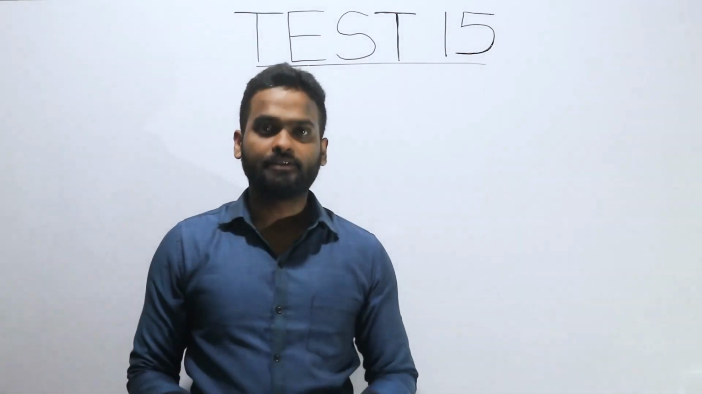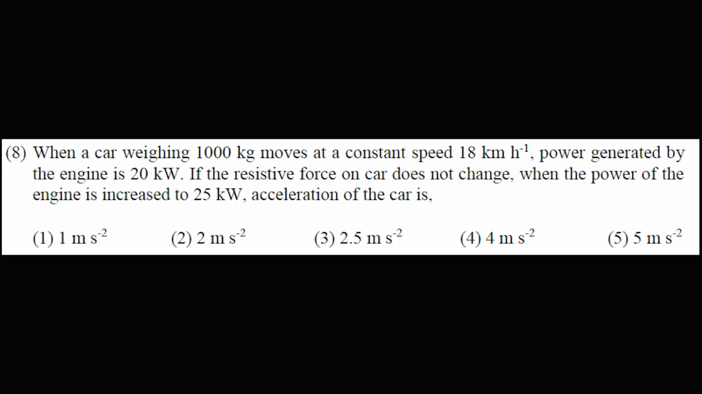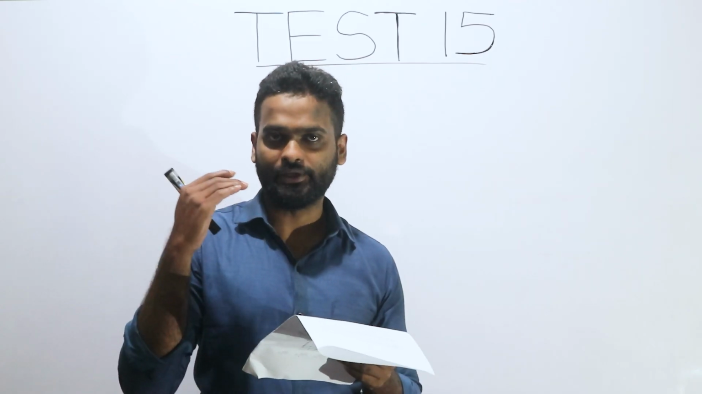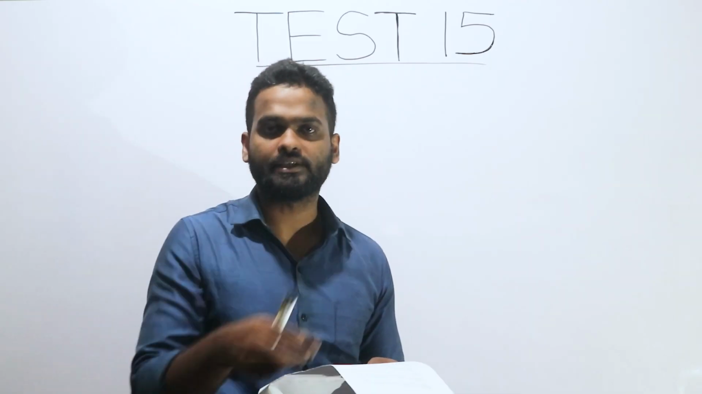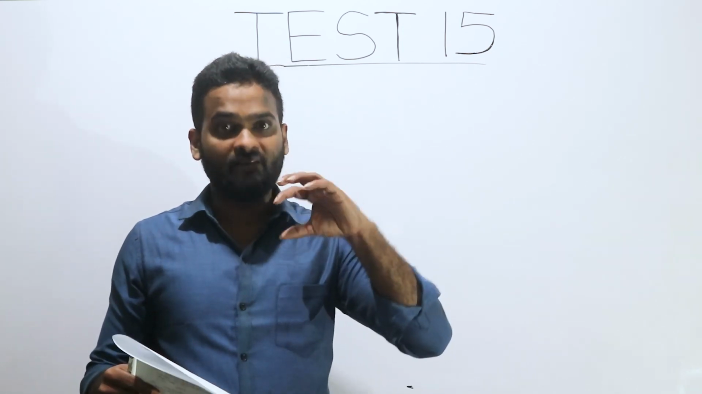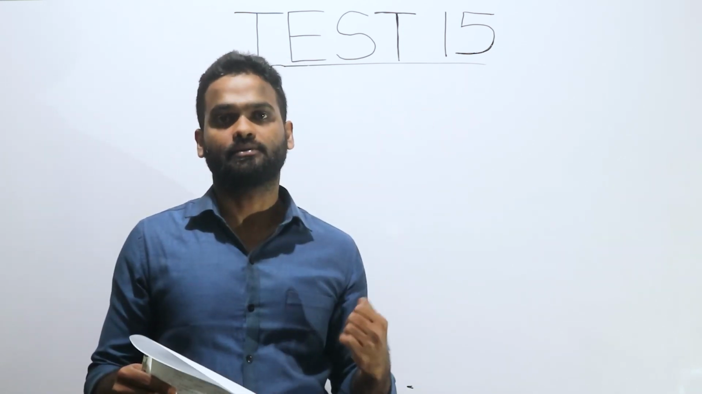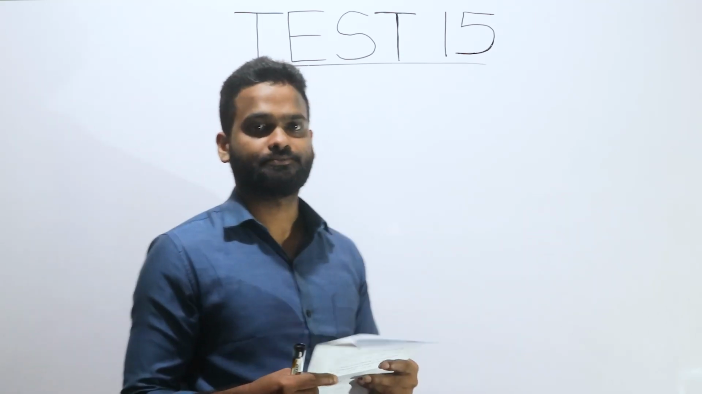Question number 8. When a car weighing 1000 kilograms moves at 18 kilometers per hour, power generated by the engine is 20 kilowatts. If the resistive force on the car does not change, when the power of the engine is increased to 25 kilowatts, the acceleration of the car is? So initially the car is moving at a constant velocity, but when the power of the engine is increased, the car starts to accelerate.